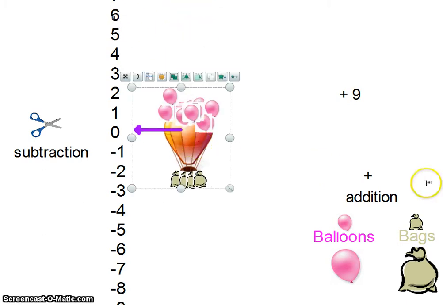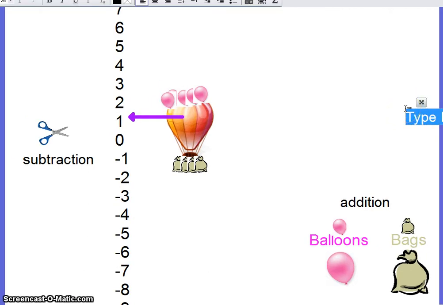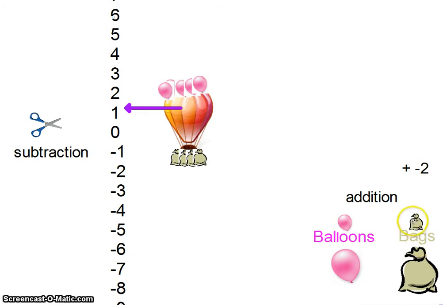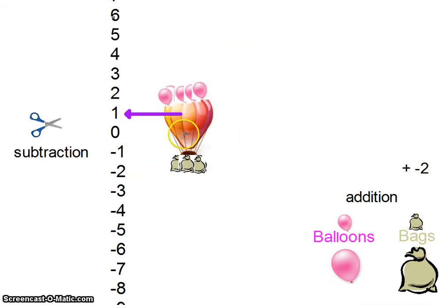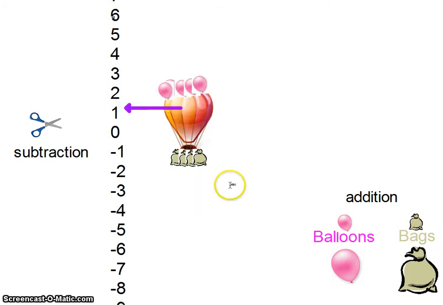Okay. Vice versa, if I were to say add, let's say, -2. Okay, so that means I'm putting stuff on there, and I'm adding a negative, which is bags. So I'm adding 2 bags. 1, 2. My balloon's going to go down 2 spaces. 1, 2. So if you're adding balloons, if you're adding positives, go up. If you're adding bags, you're adding negatives, you go down. It's pretty straightforward.